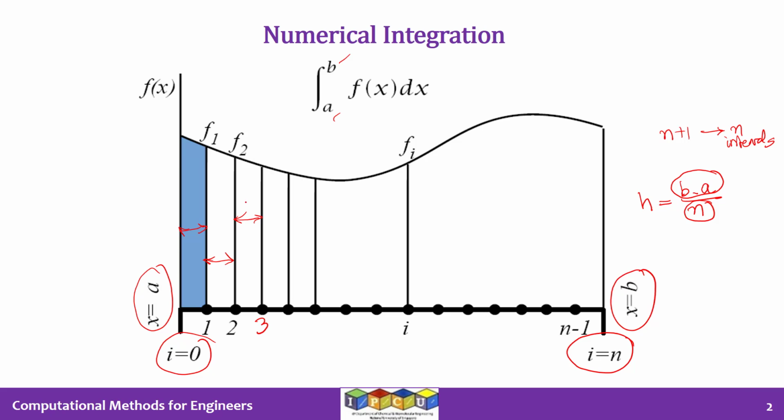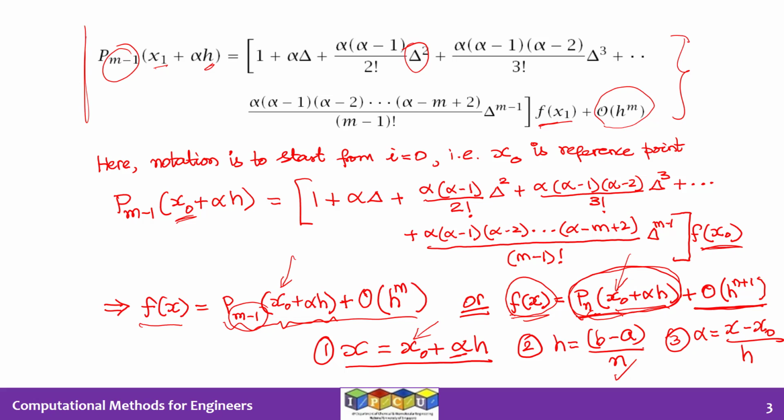So h, all these h's are equal to b minus a divided by n, where n plus 1 is the number of data points. So H is equal to b minus a by n. And we can write alpha as x minus x naught by h. That's not surprising because x we defined it to be x naught plus alpha h. Therefore, alpha is going to be x minus x naught divided by h.